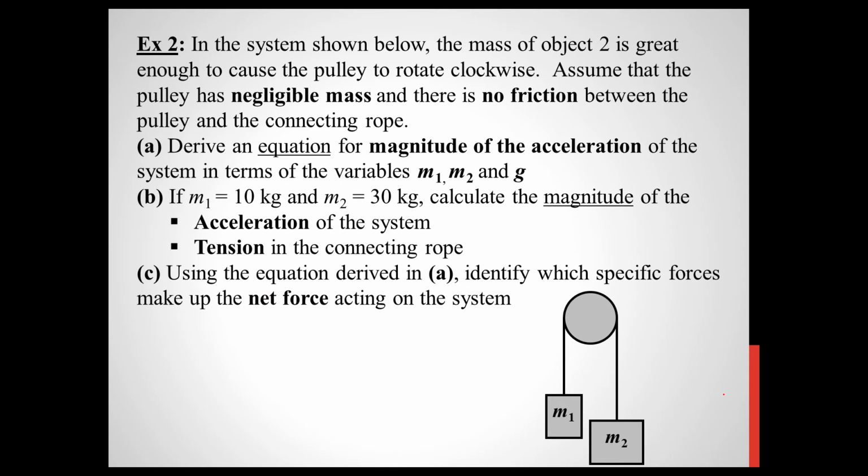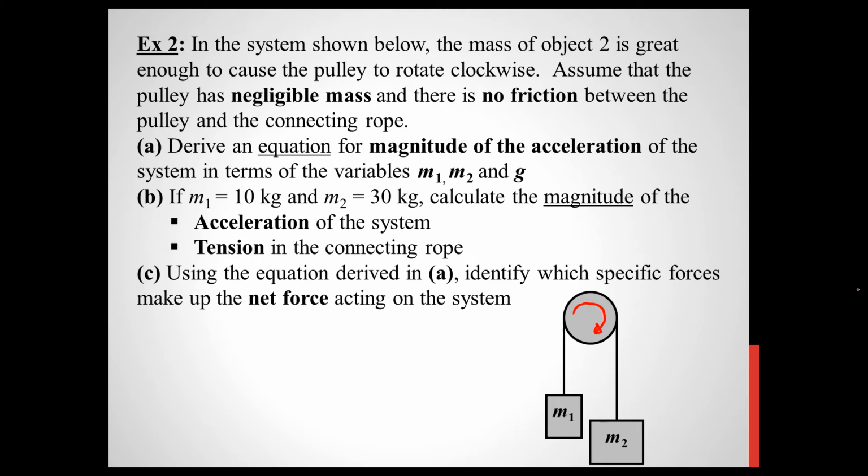Second example, right away, you're probably overwhelmed with the amount of text that we see. This is similar to example 1 from the last lesson in that you're dealing with a system again. So a system is a collection of a bunch of objects. In this particular system, you have a pulley, a rope suspended over the pulley, and you have two masses attached to those ropes, M1 and M2. If you read the problem here, it tells me that the mass of object 2 is great enough to make the pulley rotate clockwise. So clockwise rotation would look like that.